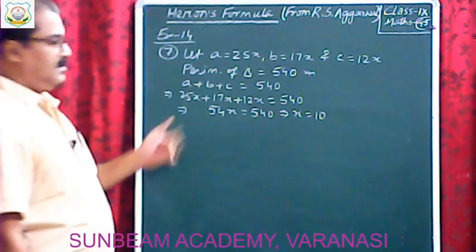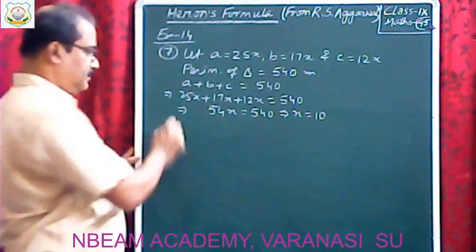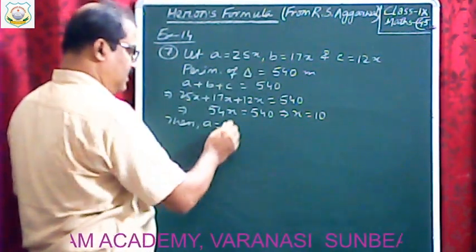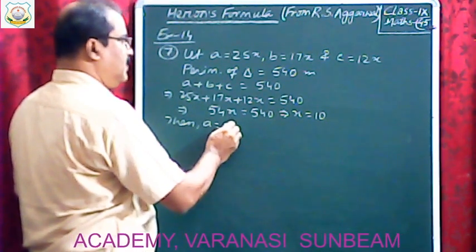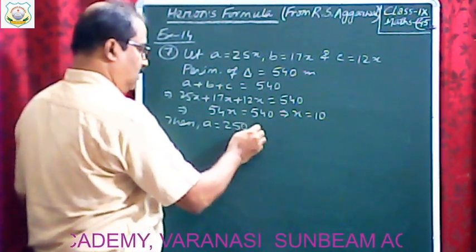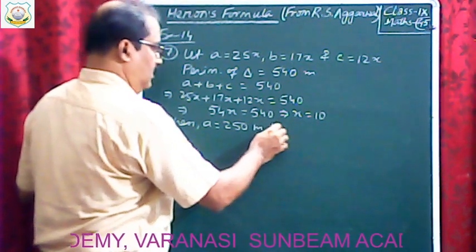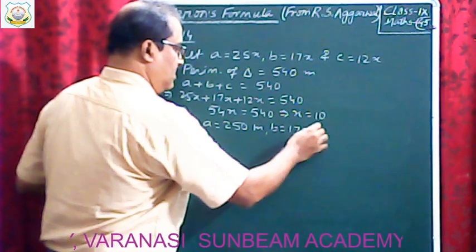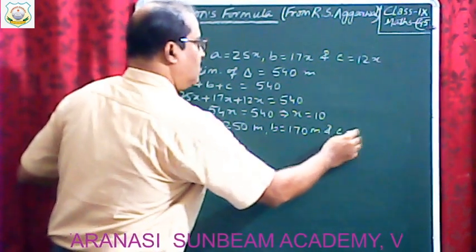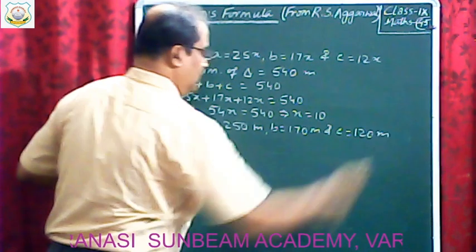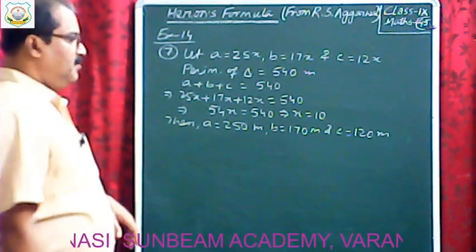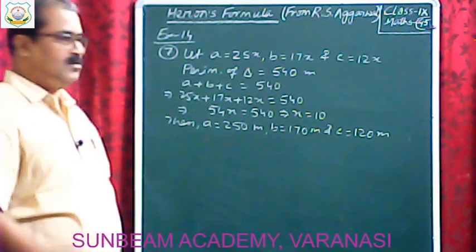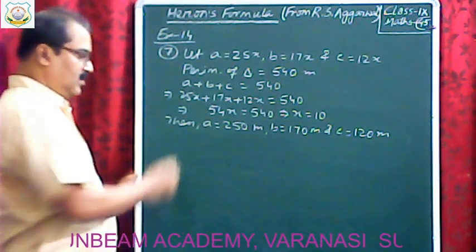Now thereafter, using the value of x, we have to find ABC. So then A equal to 25 into x, 25 into 10, 250 meters. B equal to 17 into 10, 170 meter, and C equal to 120 meters. Thereafter, we have to find area of triangle. So you get all three sides. Okay, all are different. Using Heron's formula, you have to find area of the triangle.